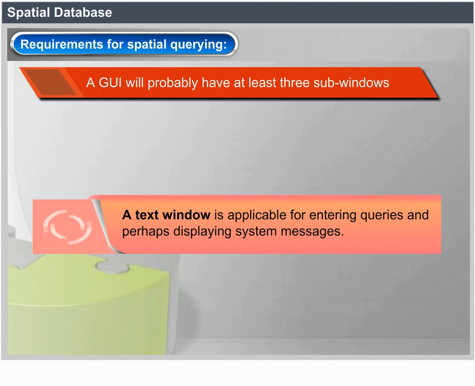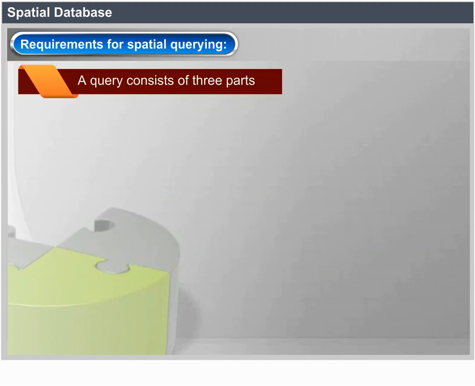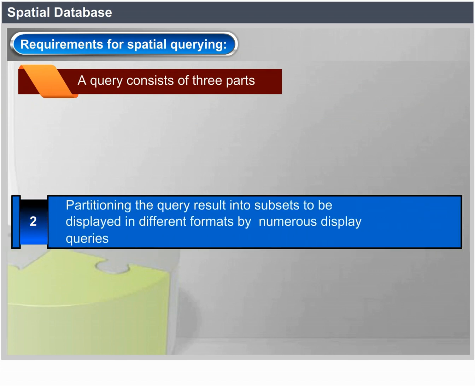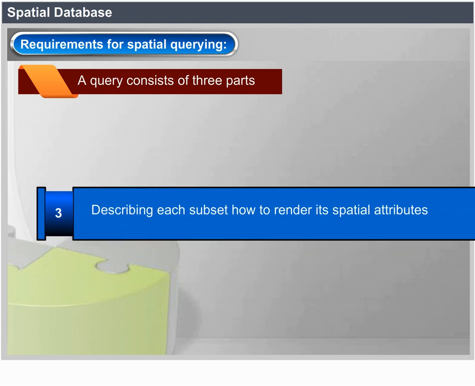A query consists of 3 parts. Describing the set of objects to be retrieved, as in traditional querying; partitioning the query result into subsets to be displayed in different formats by a number of display queries; describing for each subset how to render its spatial attributes.